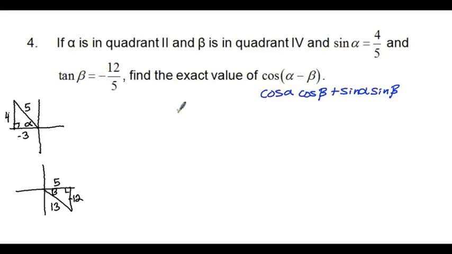We have to first figure out what cosine of alpha is. Cosine is a negative 3/5. Cosine of beta, come down here, cosine is 5/13. Plus sine of alpha, sine would be 4/5. And sine of beta, come down here, will be a negative 12 over 13. We got all those values by simply drawing our two triangles out and plugging those things in.